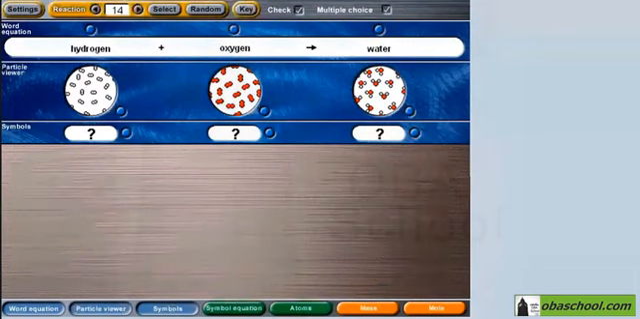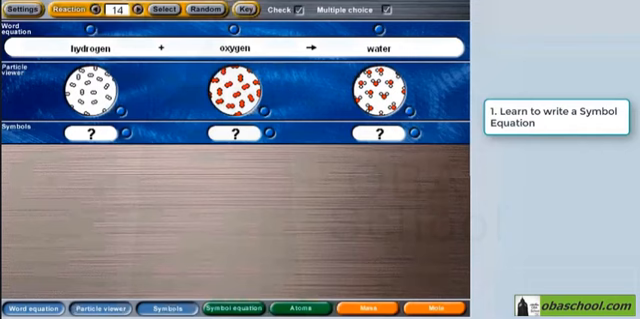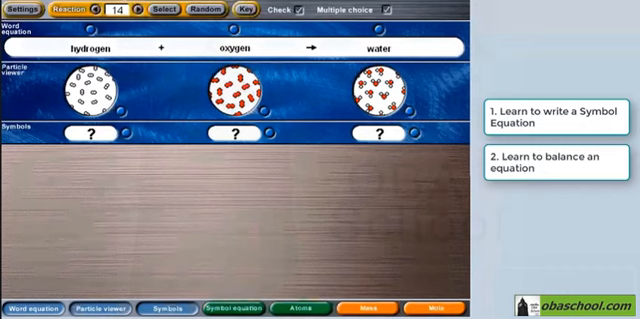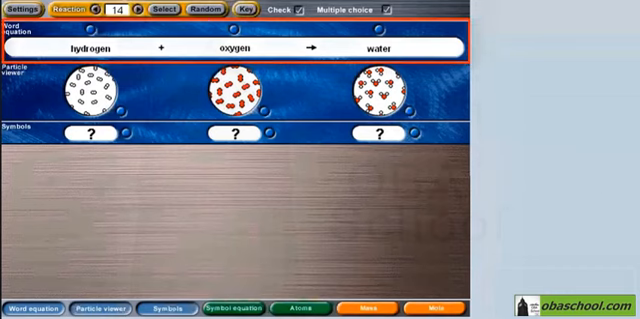Balancing equations. Let's learn together how to write a simple equation and how to balance an equation. Consider this word equation at first. Hydrogen plus oxygen gives water. So water is composed of hydrogen and oxygen, and this is the word equation because we are writing the reactants and the products as words and not as symbols.